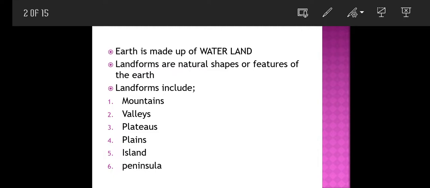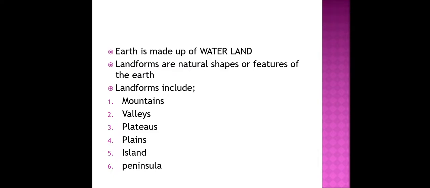and many other landforms. So, landforms are basically the natural shapes of the earth or the physical features on the surface of earth. So these mountains, valleys, plateaus, plains, islands, peninsulas, these are the major landforms found on the surface of earth. So the 29% of the total earth's surface is covered with these landforms.